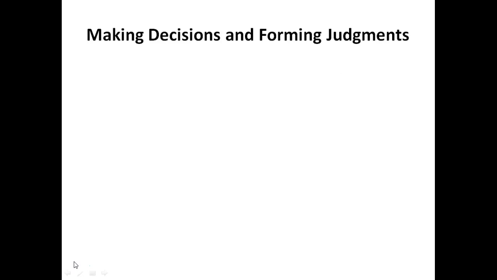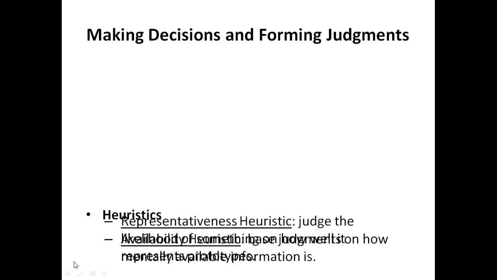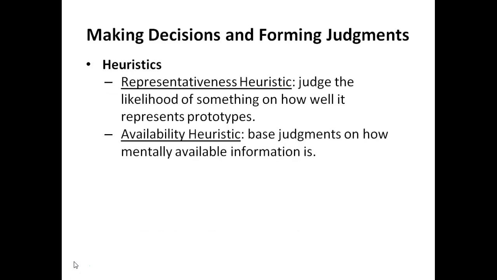And lastly, making decisions and forming judgments. Heuristics. There are two types of heuristics. One is representative, the second is available. Representative heuristics is when we judge the likelihood of something on how well it represents a prototype. So, like I gave the example of prototype of schools before, this is where we would judge other schools based on, let's say, TC. And that's something that's pretty common to do.